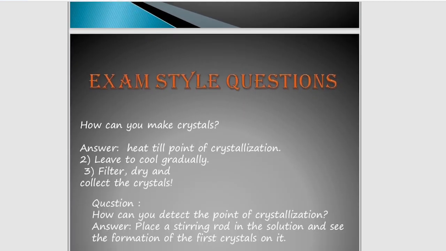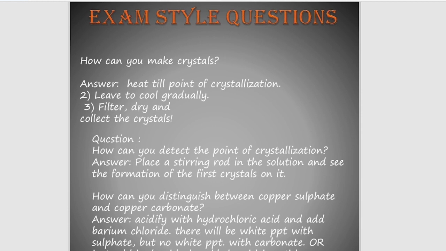Now we are moving towards exam style questions. How can you make crystals? Answer: take the filtrate and heat it till the point of crystallization. Leave to cool gradually. Filter, dry, and collect the crystals.